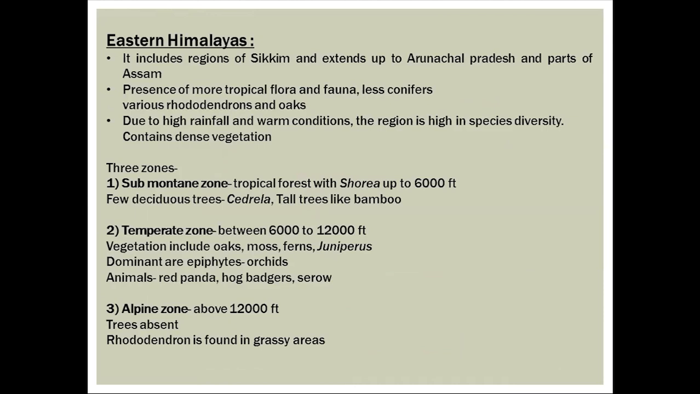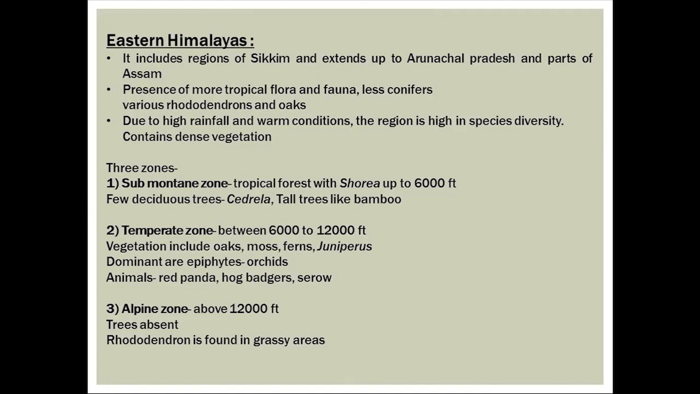Then we have discussed the Eastern Himalayas. Eastern Himalayas include the regions of Sikkim and Arunachal Pradesh and parts of Assam. Again, this region, compared to Western Himalayas, is high in rainfall and has warm conditions. So the species diversity is also high and there is very dense vegetation present in this region. So more of tropical flora and fauna is there and less of coniferous trees is present. Now there are various species of rhododendrons and oaks found in this region.